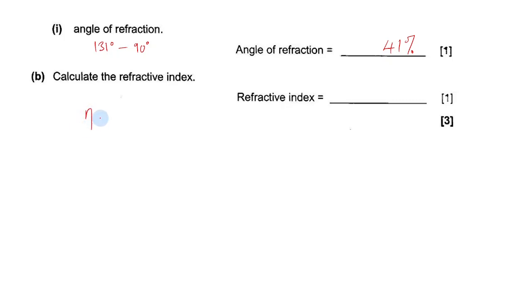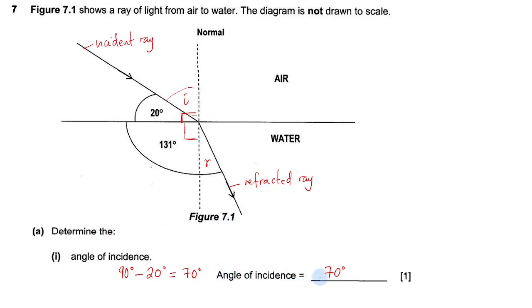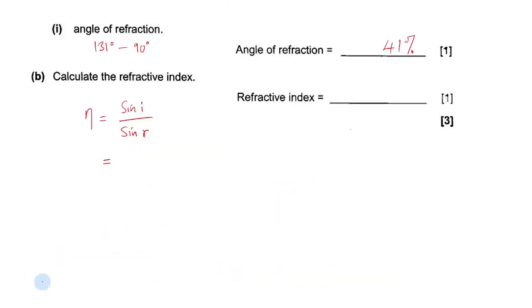So now, when they say calculate the refractive index, represented by the symbol n, it is equal to sine of the angle of incidence over sine of the angle of refraction. Where there's incidence, we'll put this angle here, 70, so we say sine 70 degrees over, then here for R we'll put 41, so sine 41 degrees. Then we'll continue.